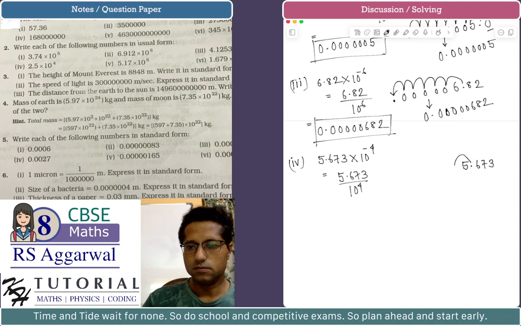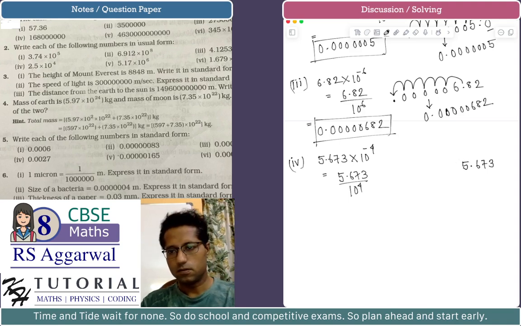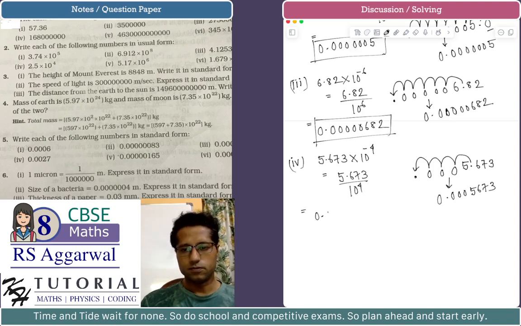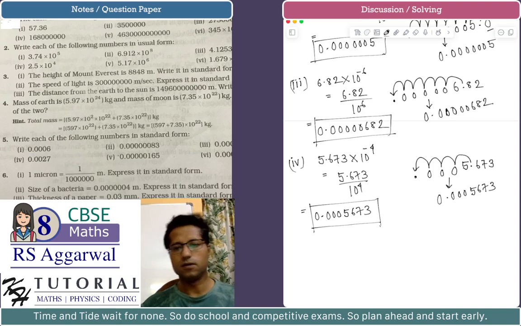So 1, 2, 3, 4. The last one will be the position of the decimal point, and we have 3 zeros in between. So this becomes 0.0005673. This is the number in the usual form.